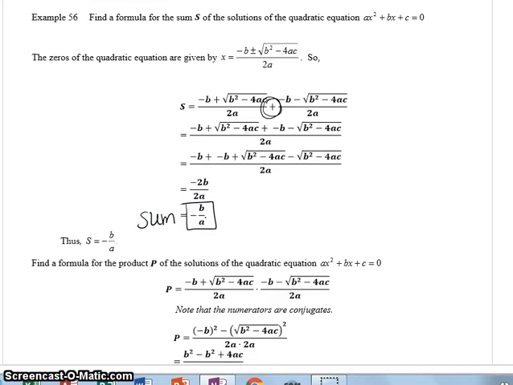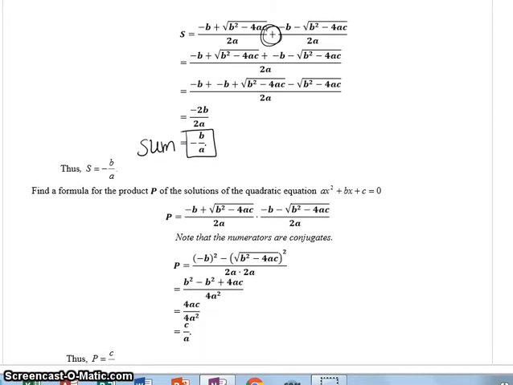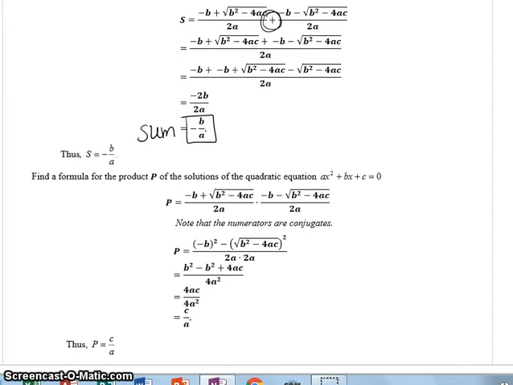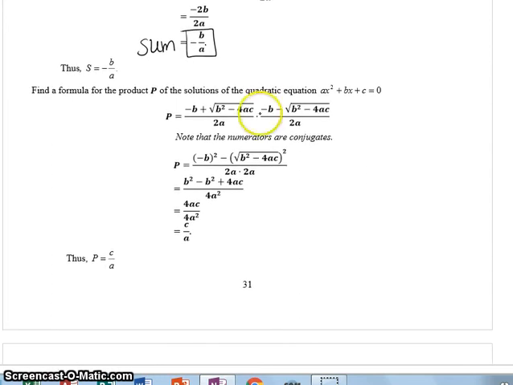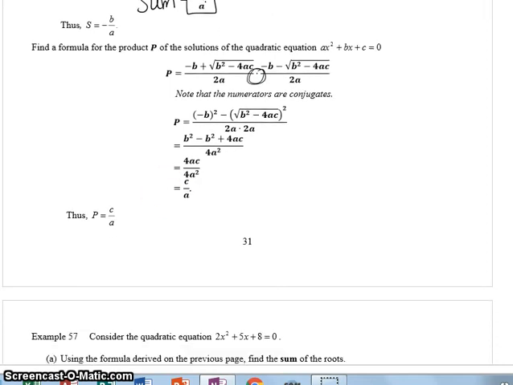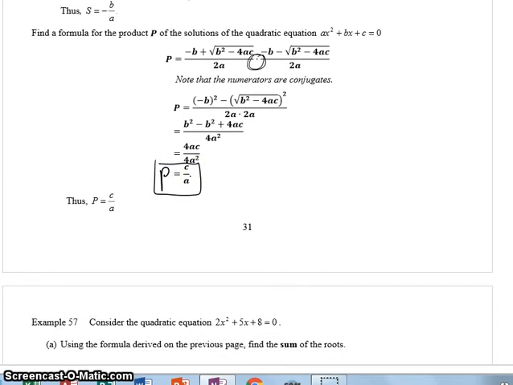So what we are showing you here is how you derive and why the sum is negative b over a. Same thing happens here with the product. In the middle here, you can see we're multiplying it. And once you simplify everything, that's why the product is equal to c over a.